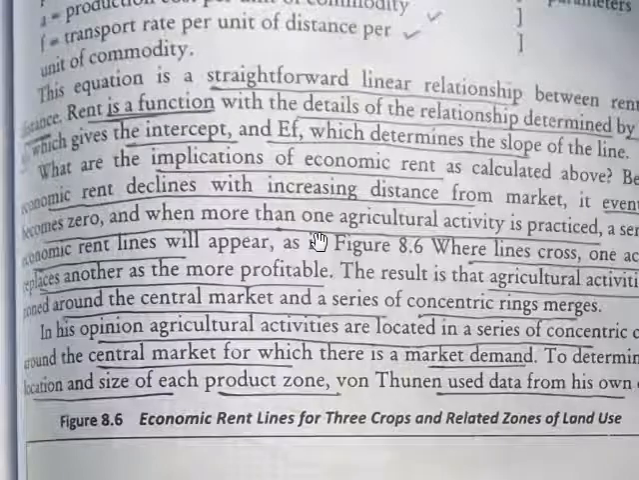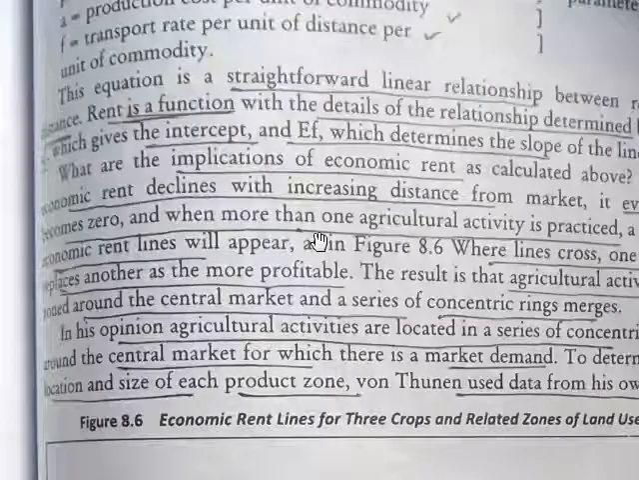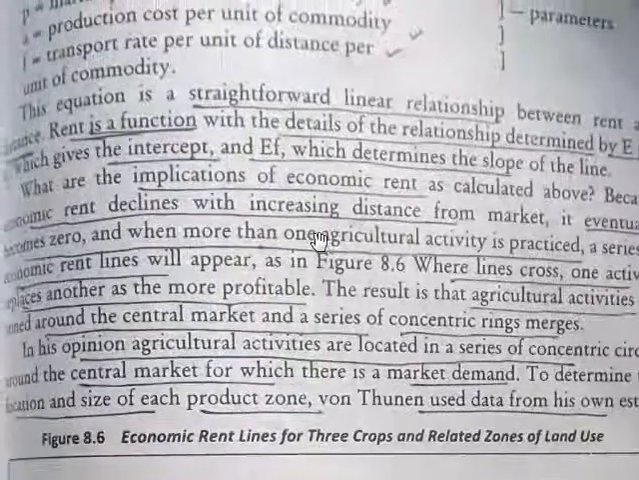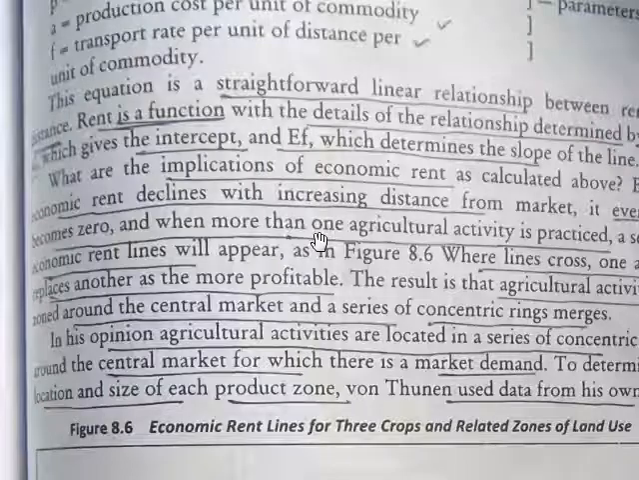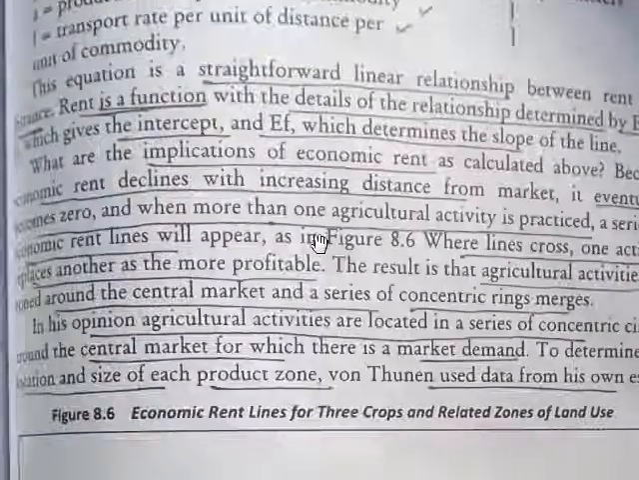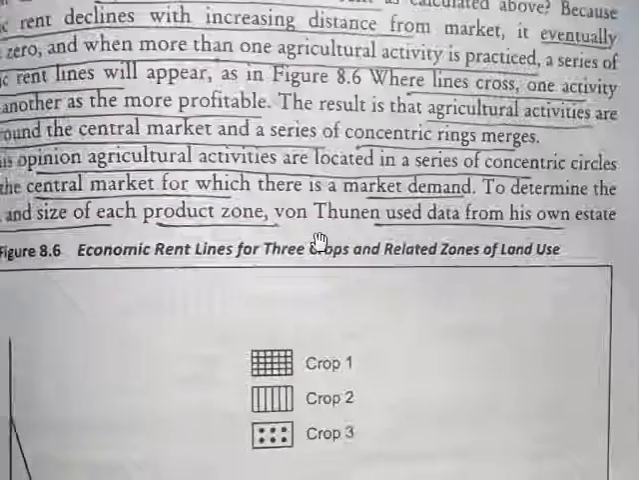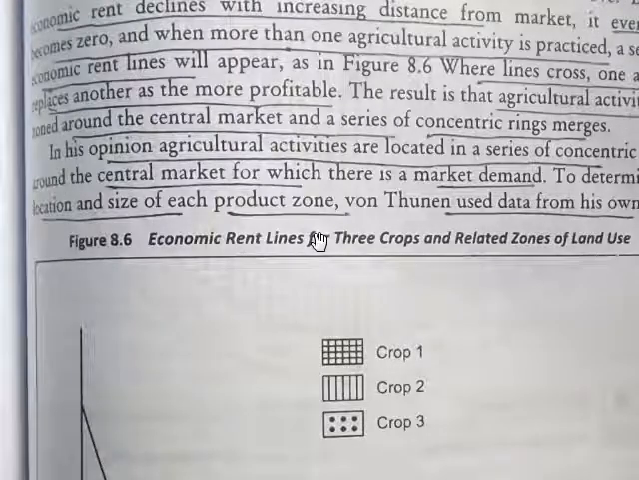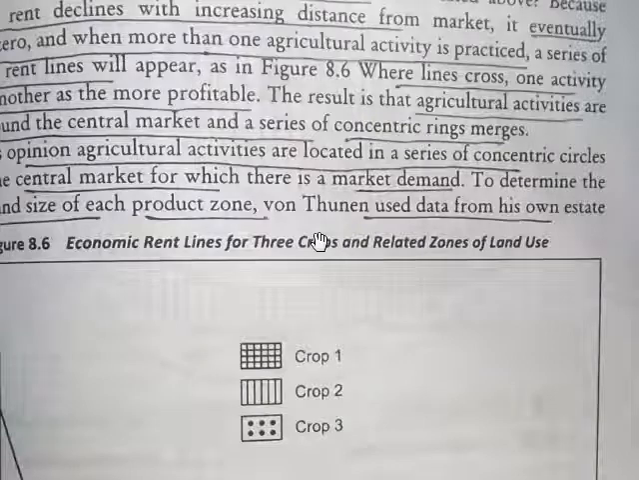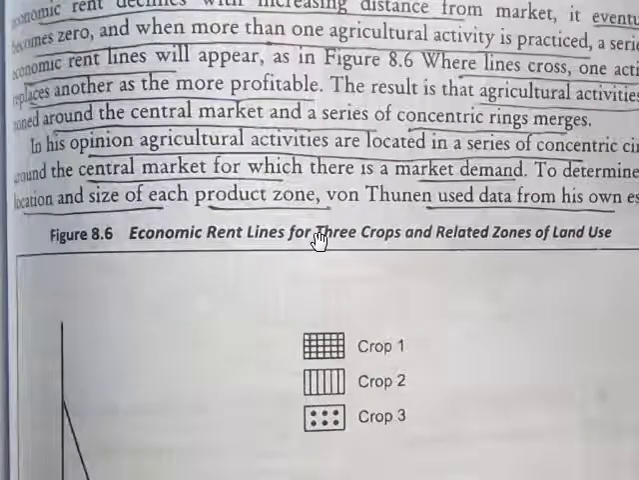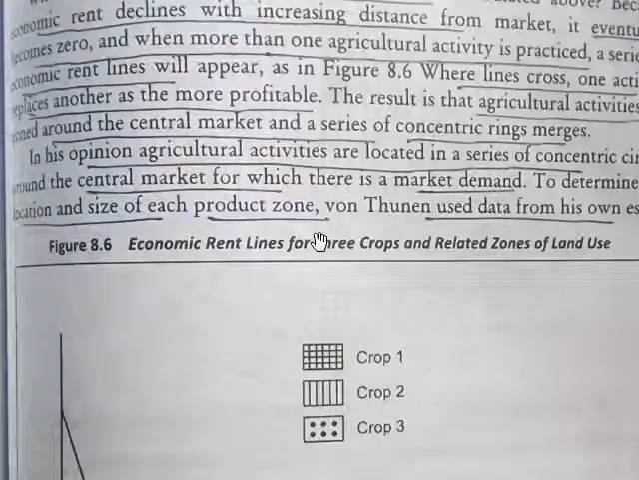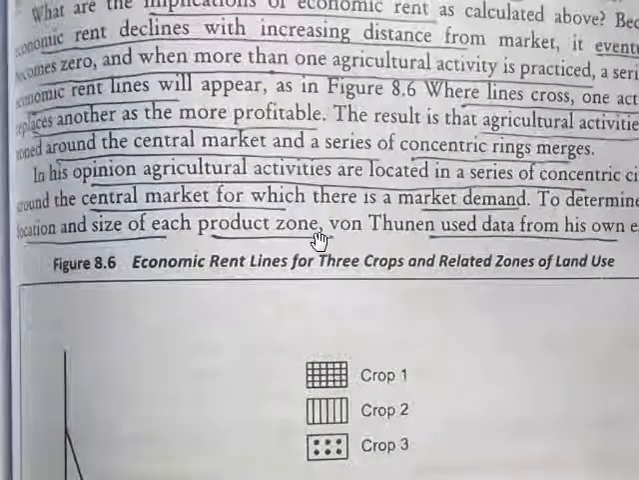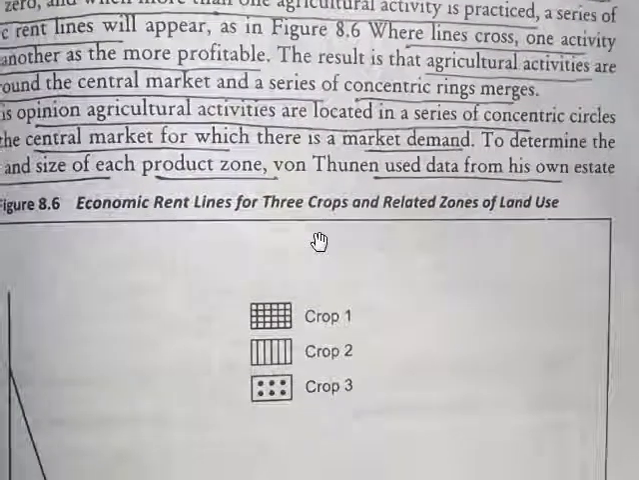What are the implications of economic rent as calculated above? Economic rent declines with increasing distance from the market. It eventually becomes zero, and when more than one agricultural activity is practiced, a series of economic rent lines will appear, as in Figure 8.6, where lines cross, one activity replaces another as the more profitable. The result is that agricultural activities are located in a series of concentric circles around the central market, for which there is market demand. To determine the location and size of each product zone, von Thünen used data from his own estate.